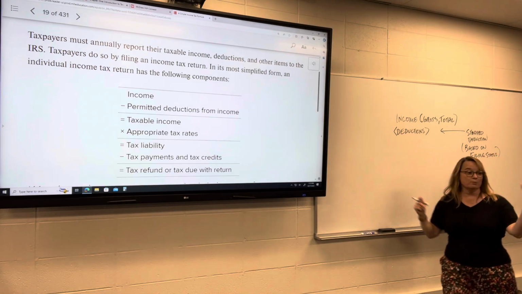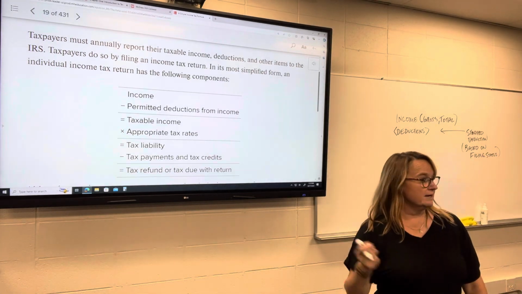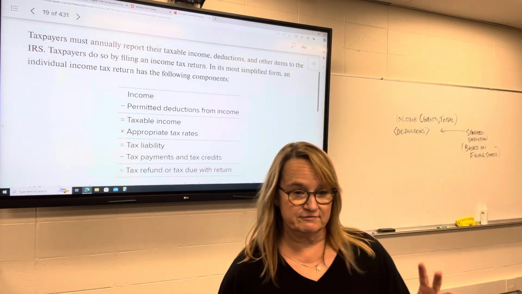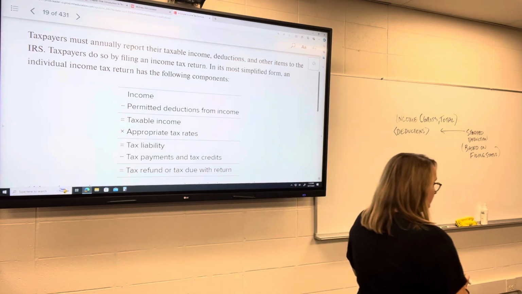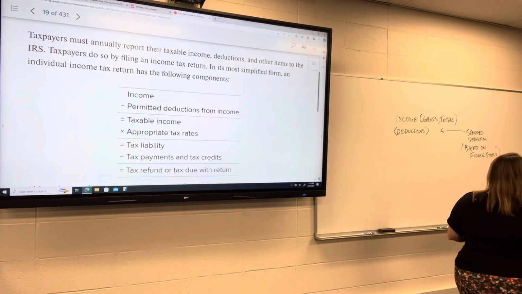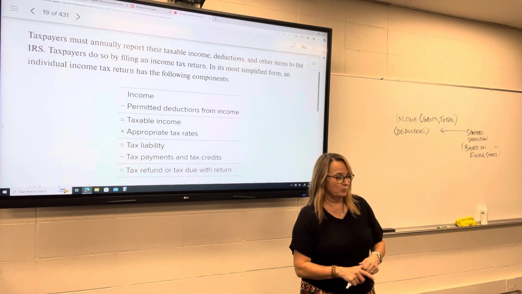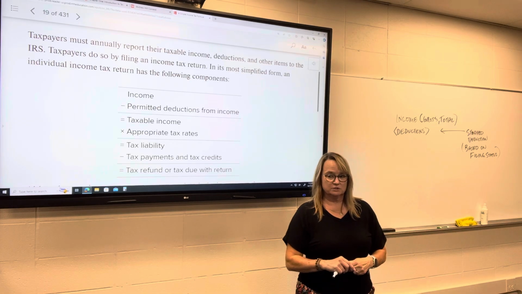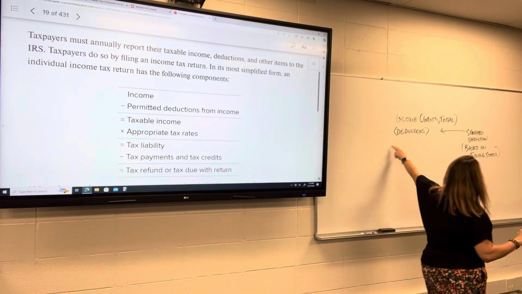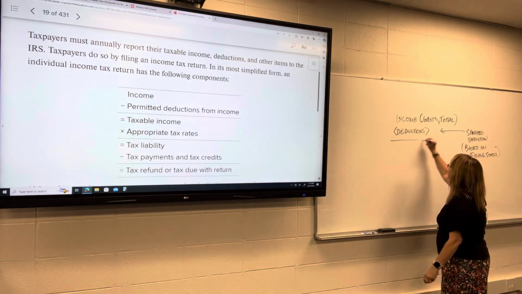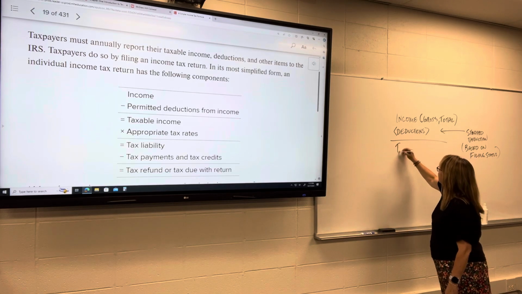Now, you have a question in your homework about the filing statuses, right? So that's what I'm talking about. There are 5 filing statuses: single, married filing jointly, married filing separately, head of household, and qualifying widow or widower. So this amount is going to be based on that. After we subtract that, then we get our taxable income.